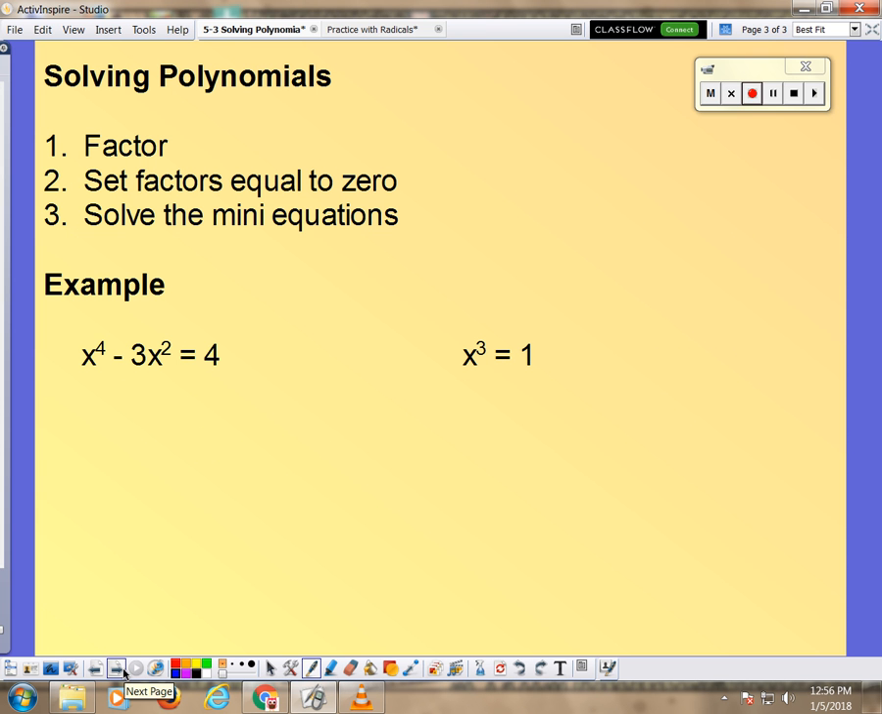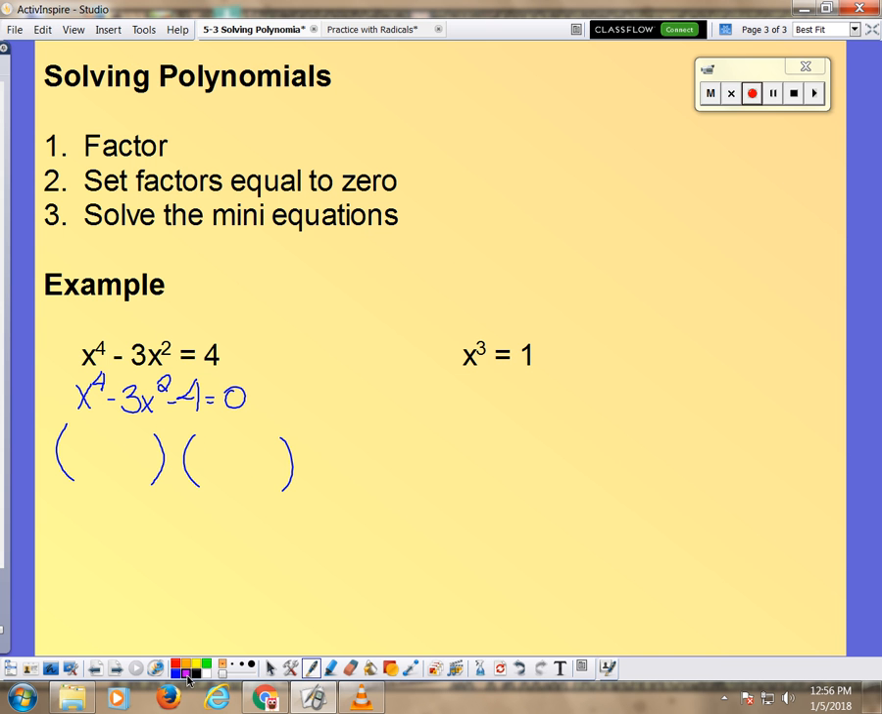All right, on the next page, we're talking about solving polynomials now. And so the first thing you need to do is factor. Well, as you remember from all the factoring we've done so far, you can't factor unless this says equals 0. So I'm going to subtract 4 from both sides. That now equals 0. And I'm going to factor this.